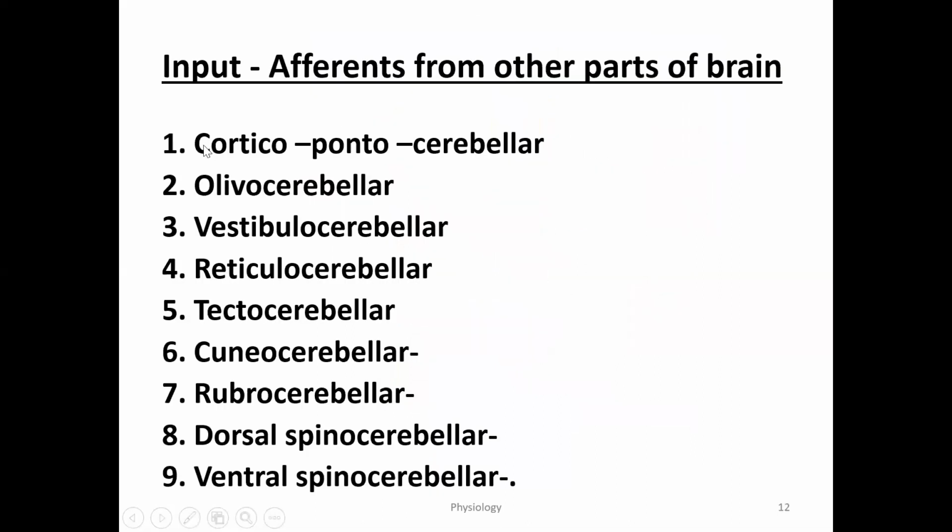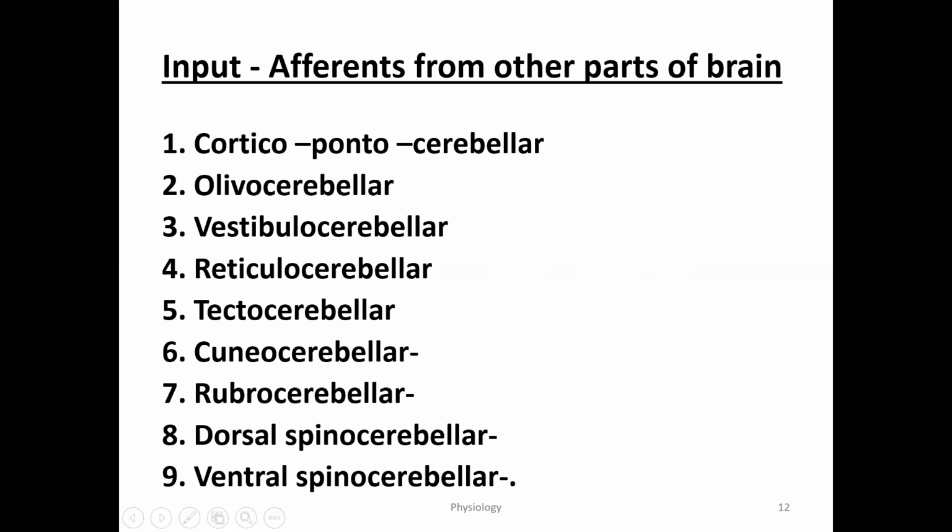So these are the afferents. The olivocerebellar is the only one that enters via the climbing fiber, from the inferior olivary nucleus present in the medulla, while all the others, that is, those starting from the cortex, pons and cerebellum, from the vestibular group of nuclei, then from the reticular activating substance of the midbrain, pons and medulla, then the tectum group of the midbrain, the cuneatus nucleus of the medulla, the red nucleus of the midbrain, then the dorsal and ventral spinocerebellar tract from the spinal cord itself.